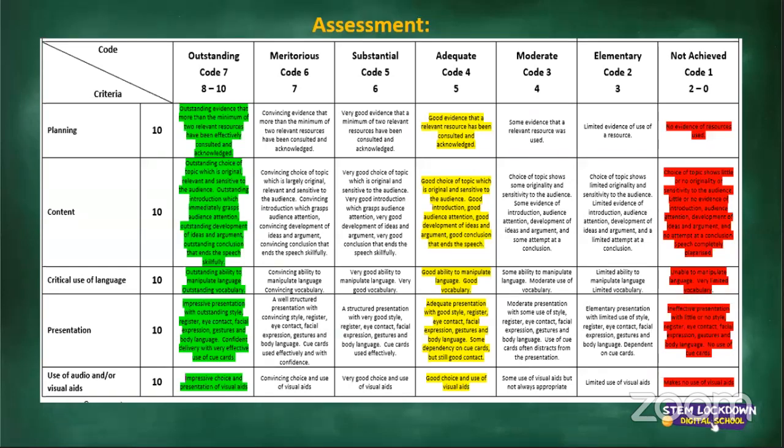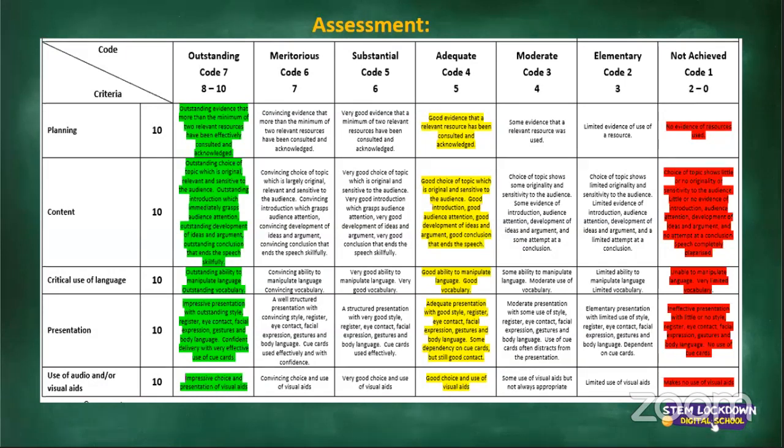So when you receive your rubric, make sure that you look at all of the outstanding criteria, the adequate criteria, and the not achieved criteria. And what you need to do is sway away from all of the things mentioned in the not achieved criteria. Sway away from all the things you are not supposed to be doing in order to get adequate marks. And always fall onto the outstanding criteria.